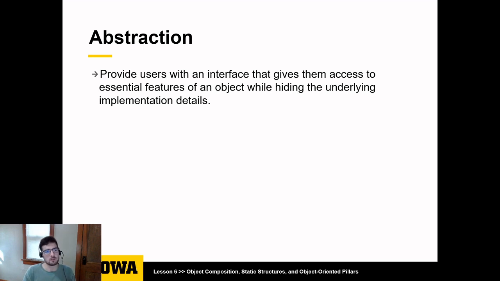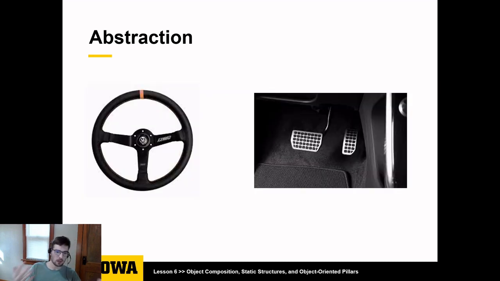The next idea here is abstraction, and this is closely related to encapsulation. The idea of abstraction, at least in this sense, is we want to provide users with an interface that gives them access to essential features of an object or essential functionality of an object while hiding all the underlying complicated implementation details. So that's the idea of abstraction. And if we go back to cars, what's our abstraction? This is our abstraction.